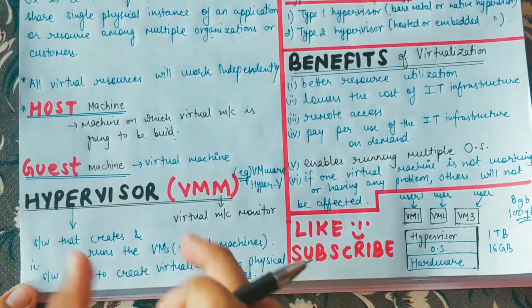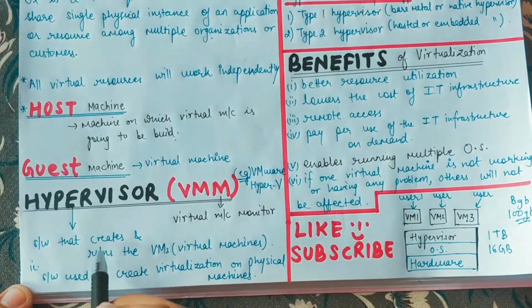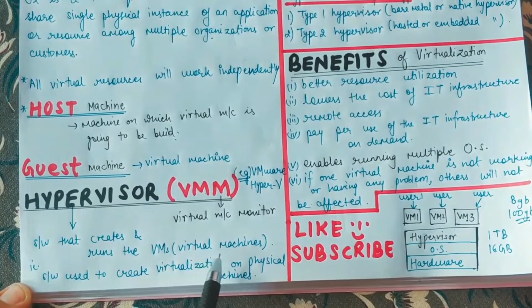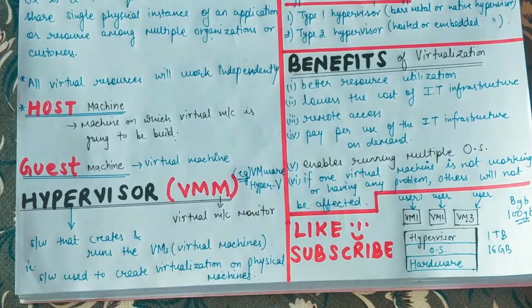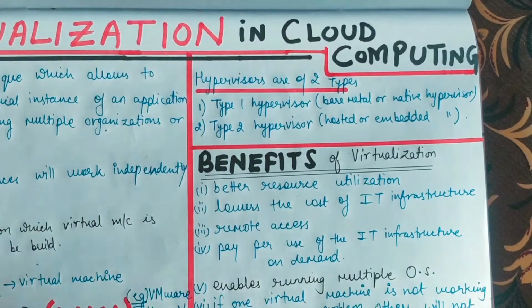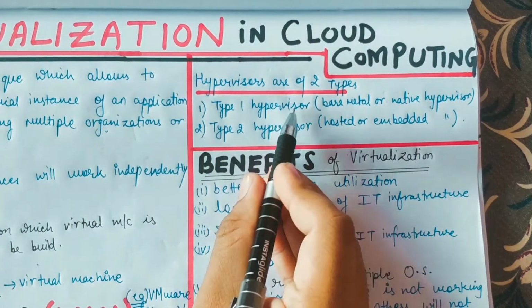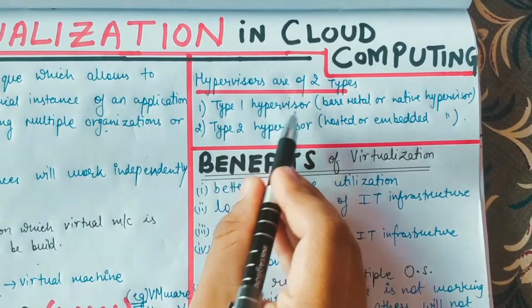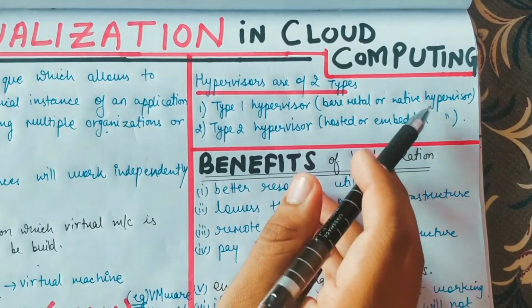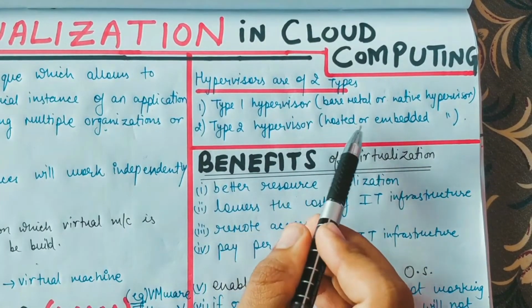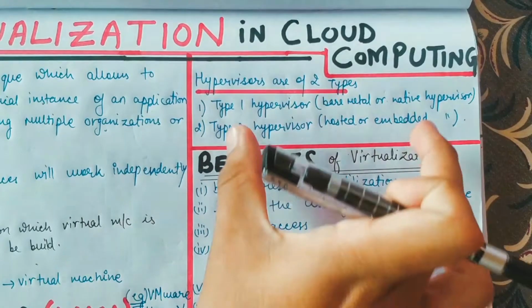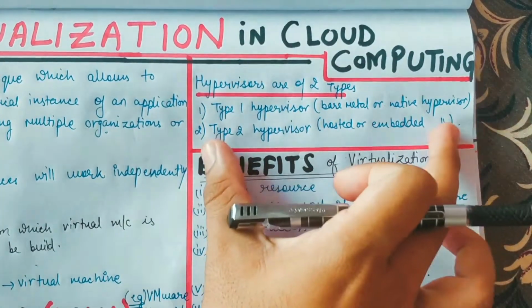Now, what is a hypervisor? I have written in short: software that creates and runs the virtual machines or your virtual resources, right? That is, it is software used to create virtualization on your physical machines. Okay, so that was the basic idea of what a hypervisor is and why we need it. And guys, when we talk of hypervisors, there are basically two types: type 1 hypervisor and type 2 hypervisor. The type 1 hypervisor is also called bare metal or native hypervisor. Okay, this is bare, guys, B-A-R-E. And the type 2 hypervisor is also called hosted or embedded hypervisor. Guys, we'll see a separate video for hypervisors. So this is the basic scenario of what a hypervisor is.